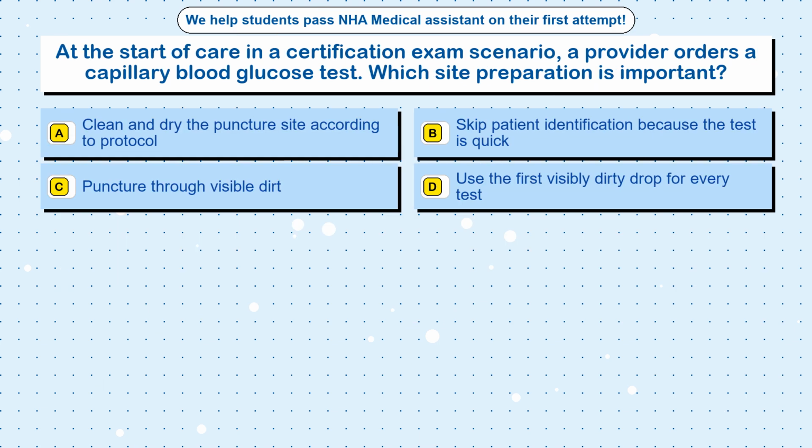Question 10. At the start of care in a certification exam scenario, a provider orders a capillary blood glucose test. Which site preparation is important? Option A, clean and dry the puncture site according to protocol. Option B, skip patient identification because the test is quick. Option C, puncture through visible dirt. Option D, use the first visibly dirty drop for every test.